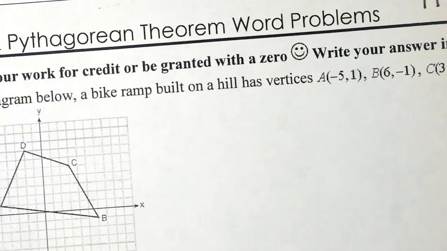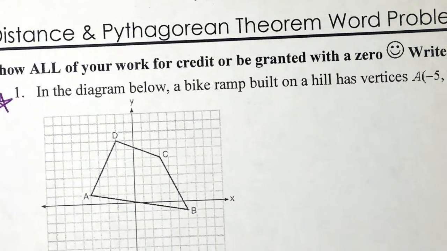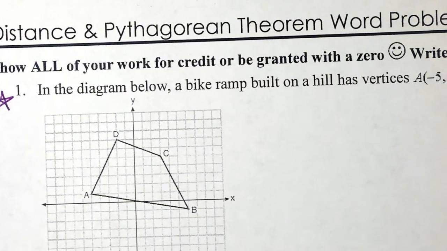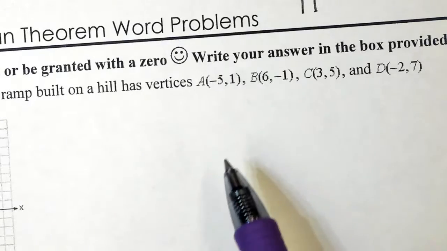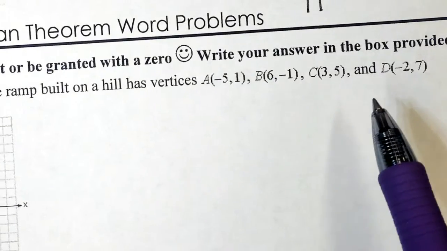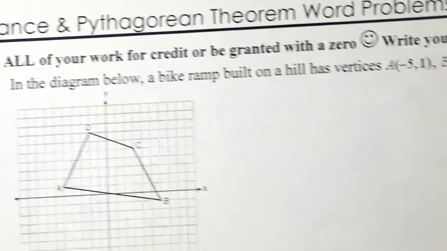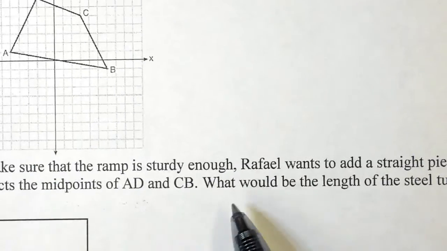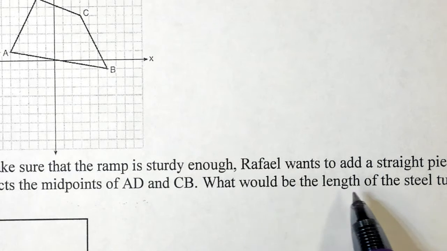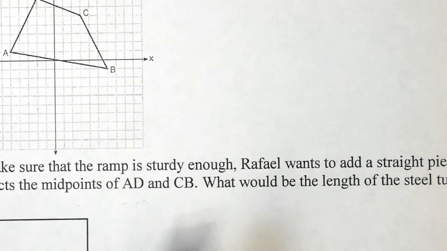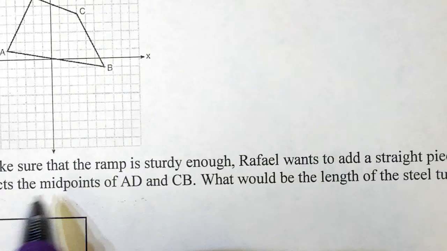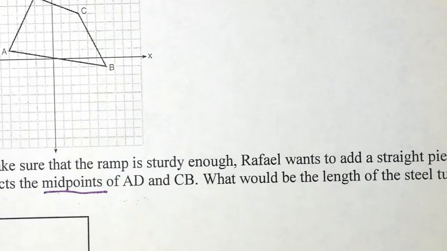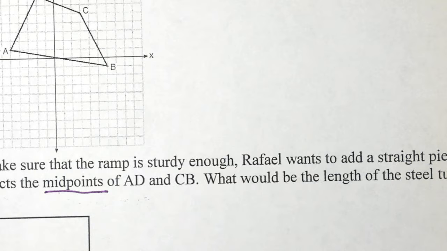Alright, so number 1, it says in the diagram below, a bike ramp built on a hill has vertices. They give you those vertices, A, B, C, and D, and then they even label them on the graph. It says to make sure that the ramp is sturdy enough, Raphael wants to add a straight piece of steel tubing that connects the midpoints of AD and CB. What would the length of the steel tubing in simplified radical form be?